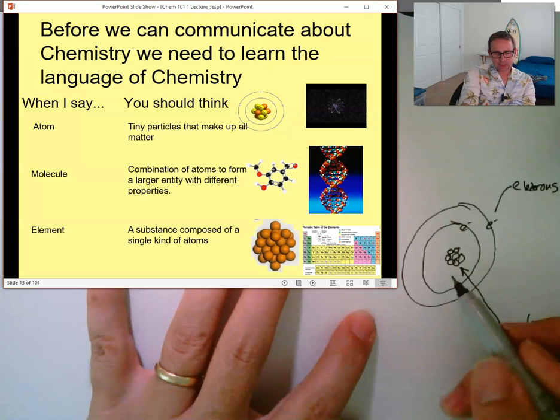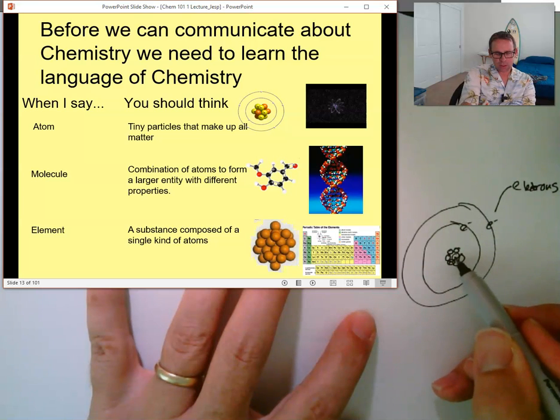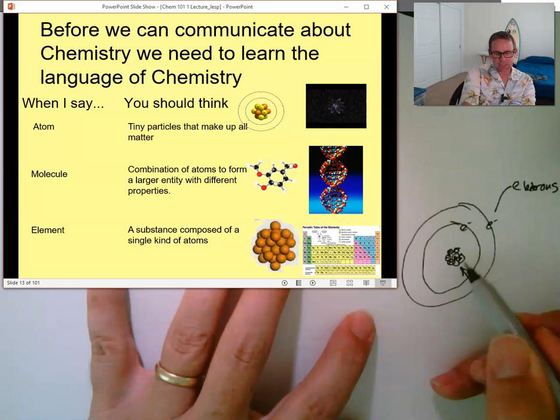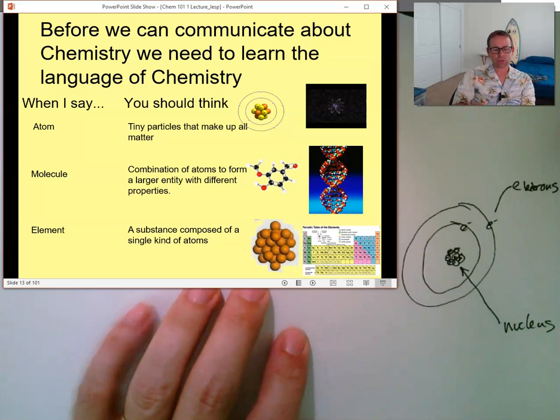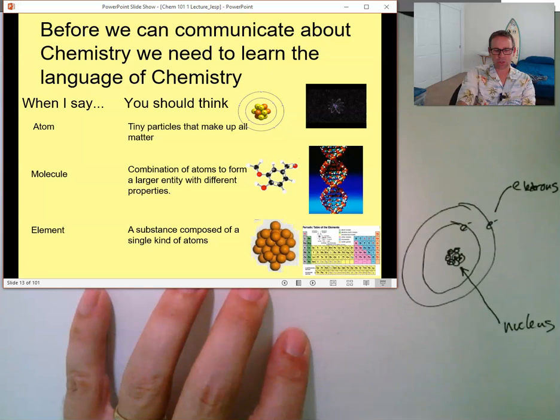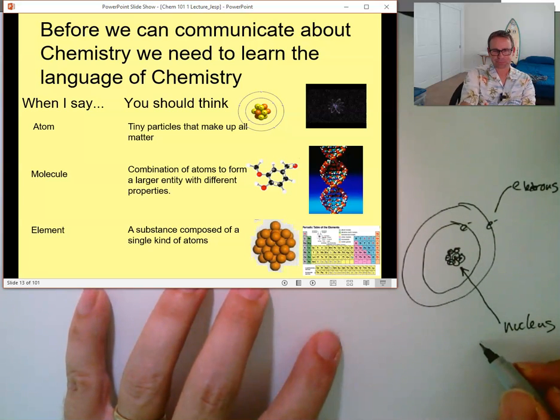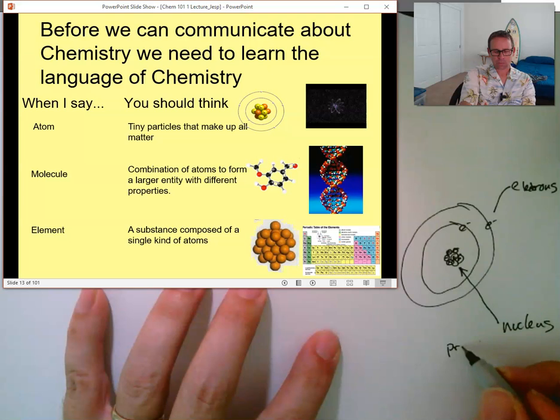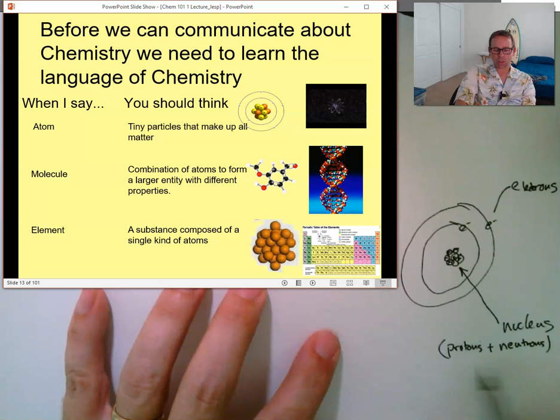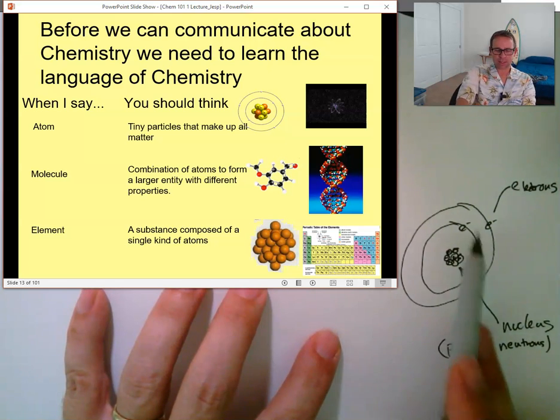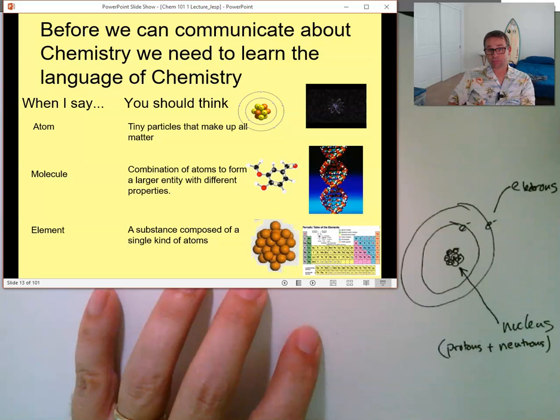Let's see if you know what the small particles inside the nucleus are called. What are the two kinds of particles that I have in the nucleus? Do you know? Protons? Yeah, we have protons and we have neutrons. Protons and neutrons are what are in the nucleus, whereas the electrons are on the outside.